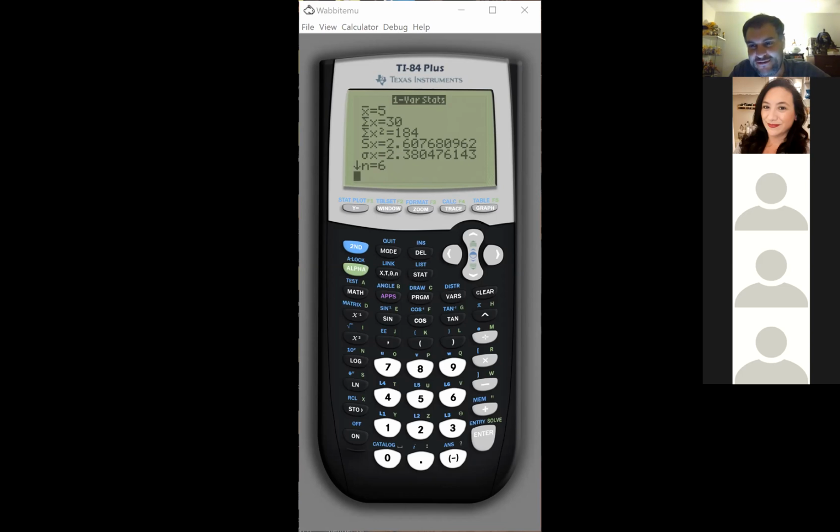If it's for a sample, you use Sx, that's for sample. And if it's for population, well, I can't really put sigma there, you use sigma for population. So if you look right here where it says sigma x, it says 2.38. That's the way that you could double check your answer. Any question in regards to that? Cool.